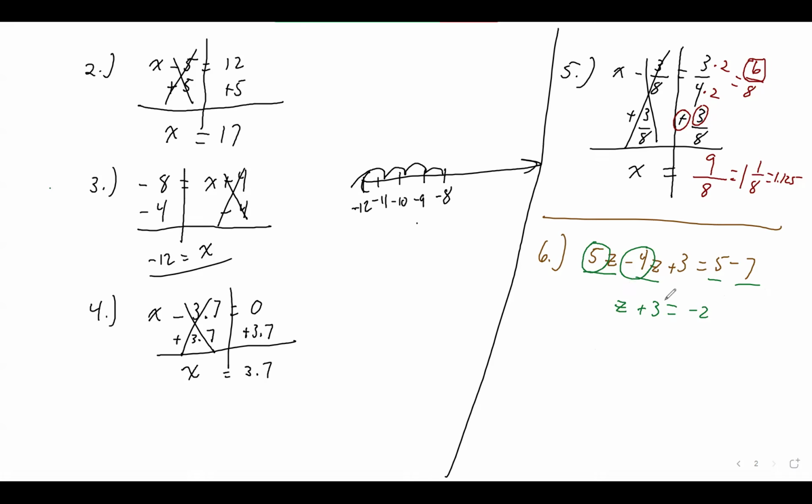Now I'm back to a one-step equation. So what operation is being done to the Z? Good, it's being added, so I need to subtract the 3. And just like before, what I do to one side, I have to do to the other. So -2 minus 3 gives me -5. Very good. Again, you owe someone $2. You borrow another 3. Now you owe them $5. So we're good here.